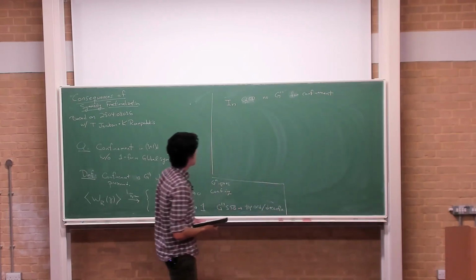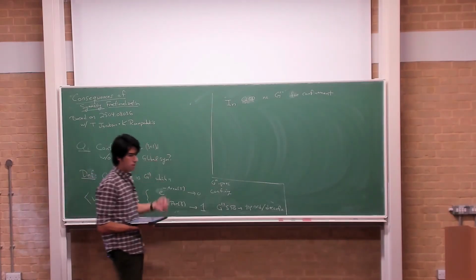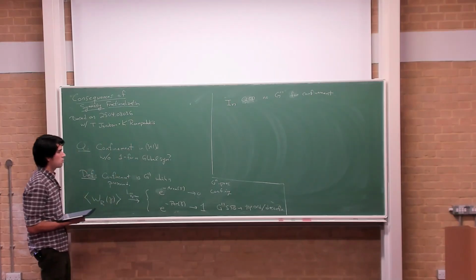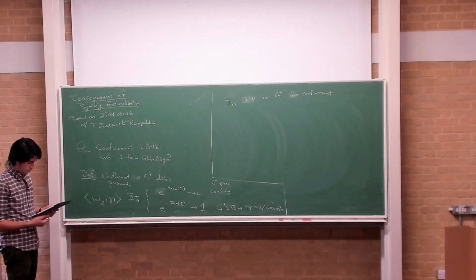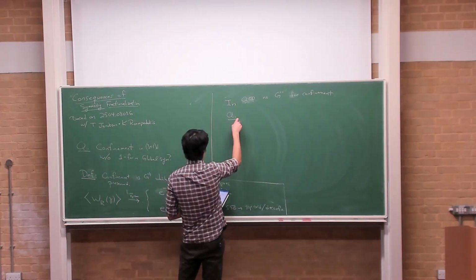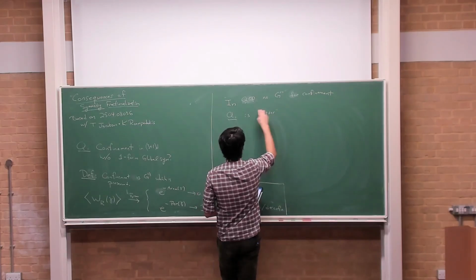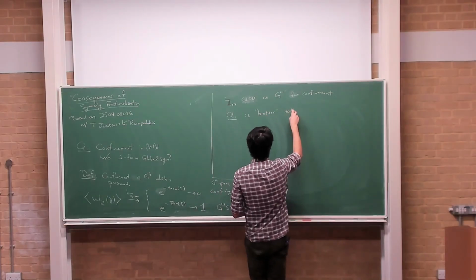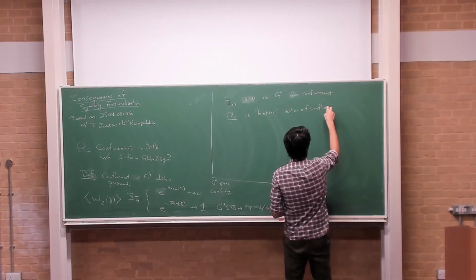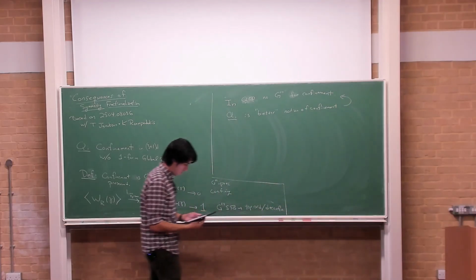Yet we still know that in the real world, the infrared theory is gapped, except for the photon. But we know that essentially the color SU(3) gauge field confines. So there is some sort of notion of confinement. And so the question we want to ask is: is there a better or maybe different notion of confinement that also applies to the real world?